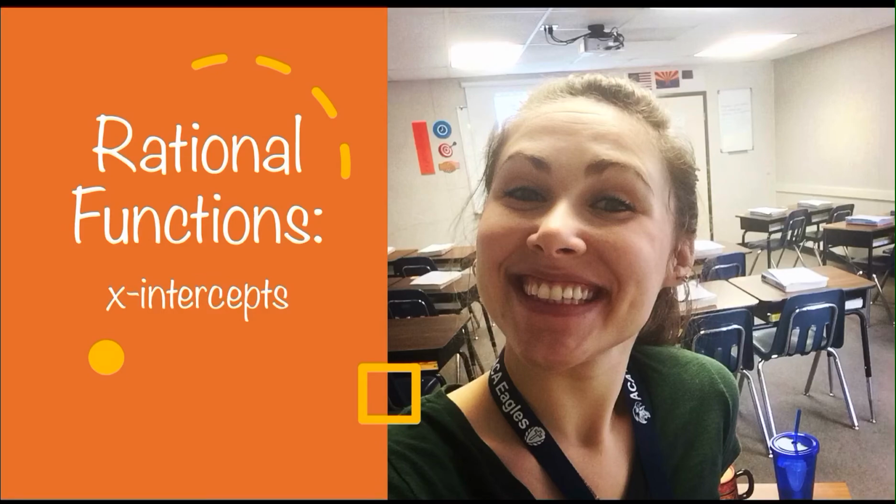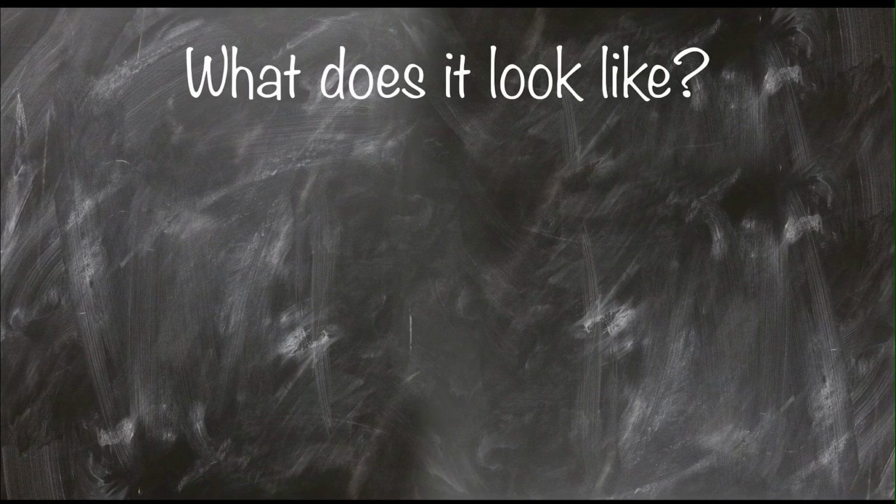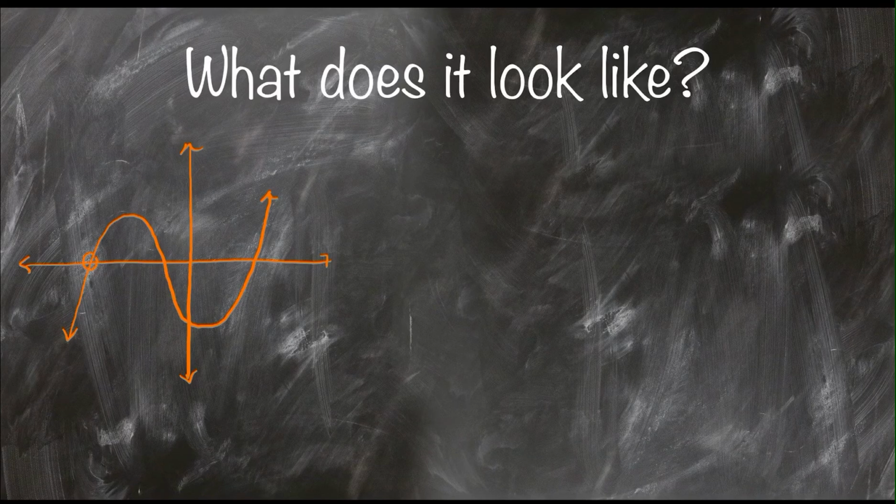X-intercepts of rational functions. What are they? When you've talked about x-intercepts in the past, the term you might remember for polynomials is the zeros of a function. Where were the zeros of the functions? All the places where it crossed the x-axis, right? So if I took this polynomial, these would be my zeros of the function.